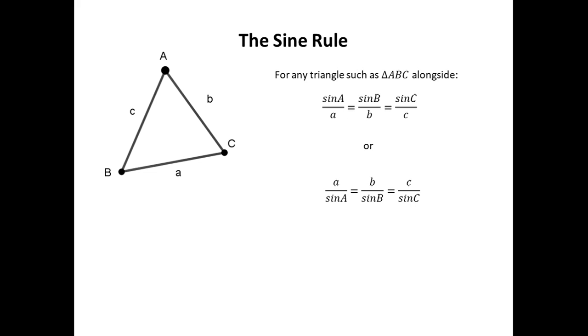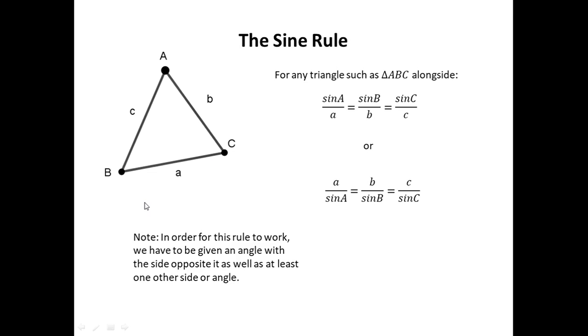First, the sine rule. The sine rule states that the sine of angle A divided by the length of the side opposite it will be equal to the sine of angle B divided by the length of the side opposite it, which will be equal to the sine of angle C divided by the length of the side opposite that. Now, in order for the sine rule to work, we need to have an angle and a side opposite that angle, as well as at least one other side or angle of that triangle.